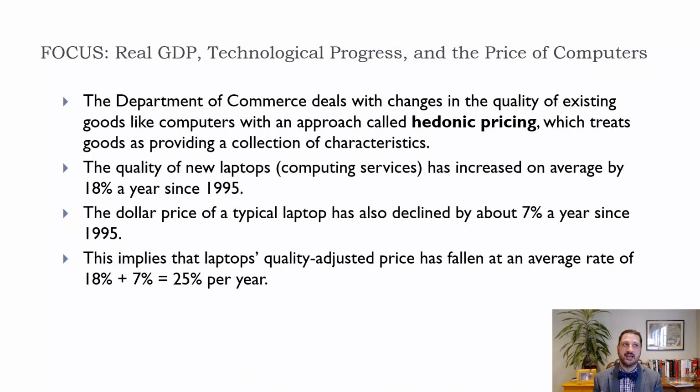Now, what does that mean? Well, that 18% has to be taken with somewhat of a grain of salt. It means it's faster. It means it's got better storage. It's got more RAM. It's got a better screen. But all of those things will be valued by people differently, and they have to think about how the average consumer values these quality improvements. At the same time, the typical laptop has also gotten cheaper by about 7% a year since 1995. And so what they do is a quality-adjusted price. That's what it means to do hedonic pricing. The average price of a laptop has fallen by 25% per year, or 18 plus 7.